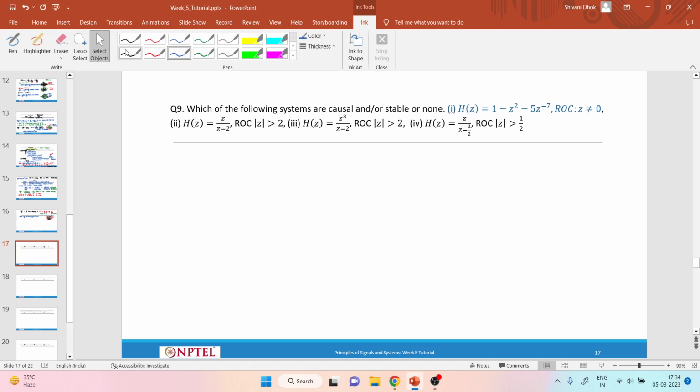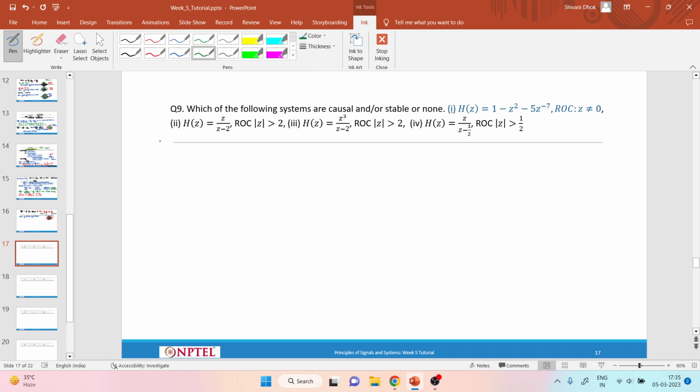Okay. If not, then let us look at the next question. The question says that we need to find which of the following systems are causal and or stable or none. So we need to find whether the given system is causal or it is stable, or it is neither causal nor stable, or it is causal but not stable, or stable but not causal. So basically we need to comment on the stability and causality of the systems whose transfer functions are given to us.